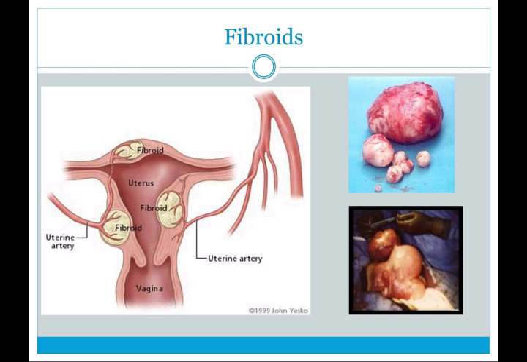A myomectomy is the removal of these fibroids. The goal of surgery is to remove the myoma, the leiomyoma, or the fibroids to decrease pain, increase chance of fertility, and decrease abnormal bleeding. During surgery, the surgeon may inject the fibroids with vasopressin or Pitressin, which are vasoconstrictors that reduce bleeding while removing the fibroids.